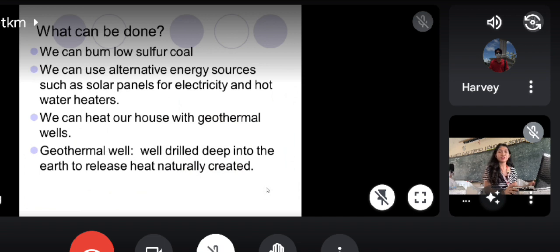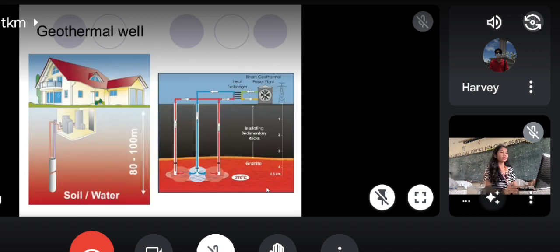What can be done? First, we can burn low-sulfur coal. Second, we can use alternative energy sources such as solar panels or electricity in hot water heaters. And third, we can heat our houses with geothermal wells. A geothermal well drills deep into the earth and releases heat that is naturally created.